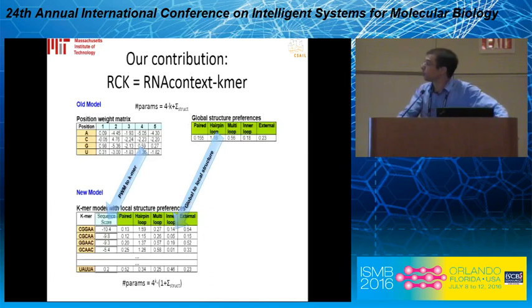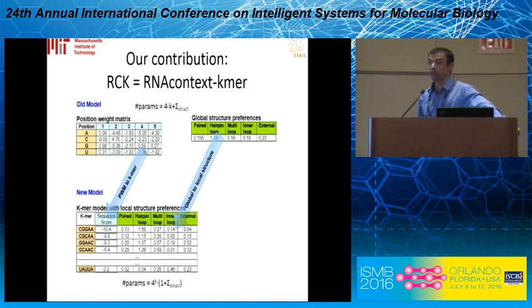So here is the model that we developed and our contribution in the study. We call it RNAcontext-kmer, since we took the original RNAcontext and expanded it into a k-mer space. First, we take the position weight matrix, which models the sequence preferences, and instead of having just a PWM, now we are going to have a sequence score for each different k-mer.